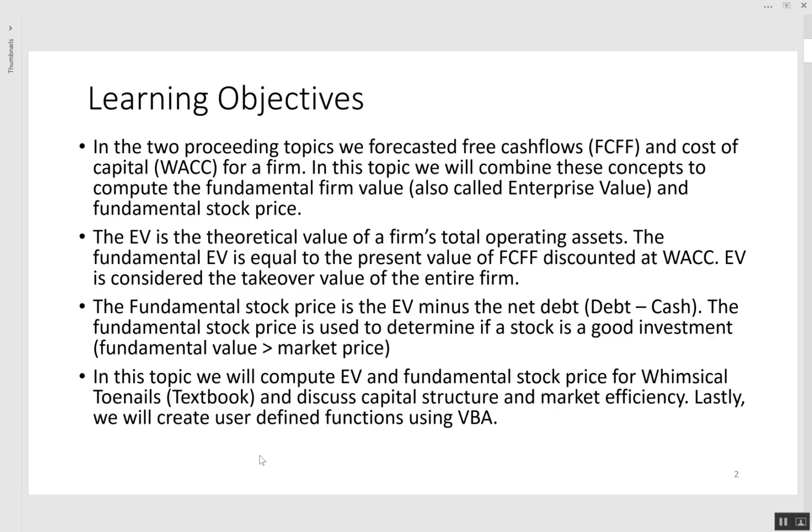Enterprise value is considered the takeover value of the entire firm. The fundamental stock price is the enterprise value minus the net debt position, which is debt minus cash. The fundamental stock price is used to determine if a stock is a good investment. In other words, is the fundamental stock price greater than the market price? And in this topic, we're going to compute the enterprise value and fundamental stock price for Whimsical Toenails. That's the example from the Benninga textbook, and discuss capital structure and market efficiency. Lastly, we're going to create a user-defined function using VBA.